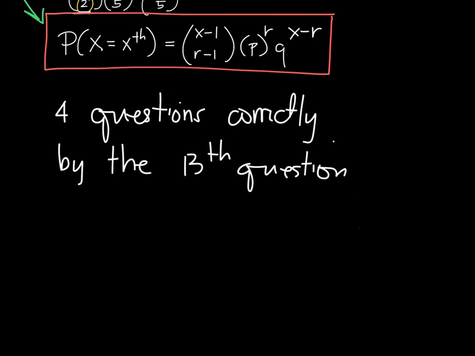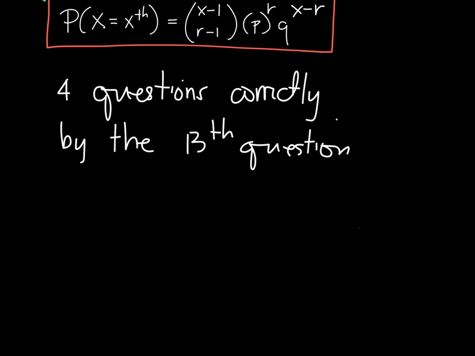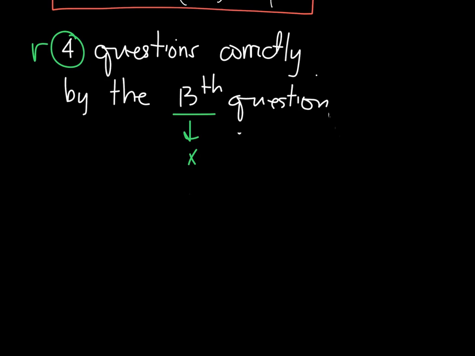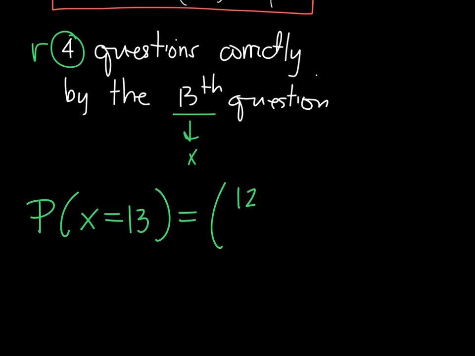With the formula, it is now very easy to answer that. So take note that this will be our x and this will be our r. So the probability that it will happen on the 13th question is 13 minus 1, 12, taken 4 minus 1, that's r minus 1, 3.